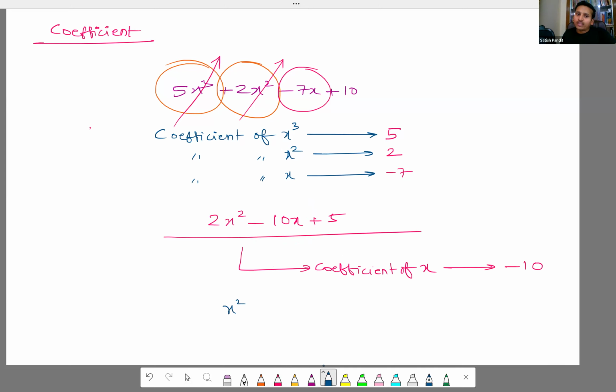Suppose I have x square plus 5x plus 6. See here, before x square, I don't have anything.